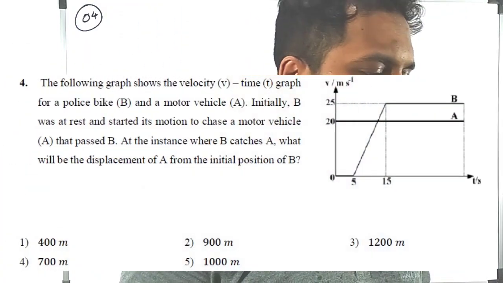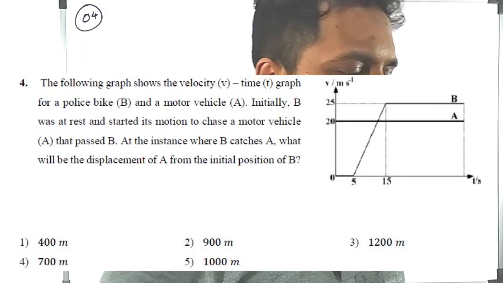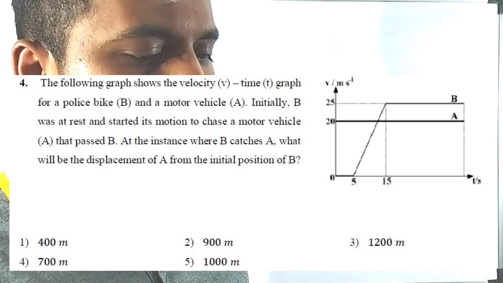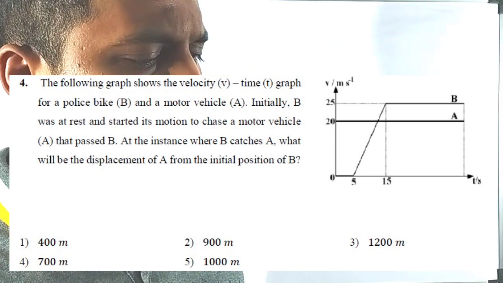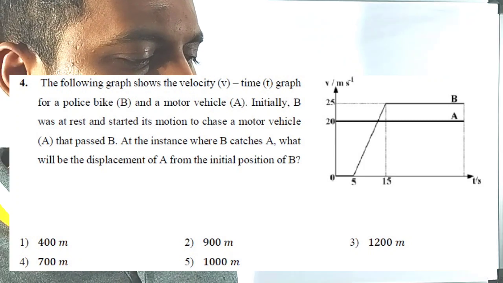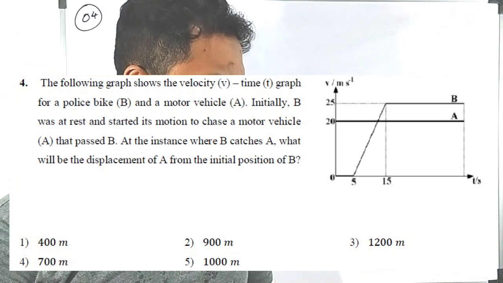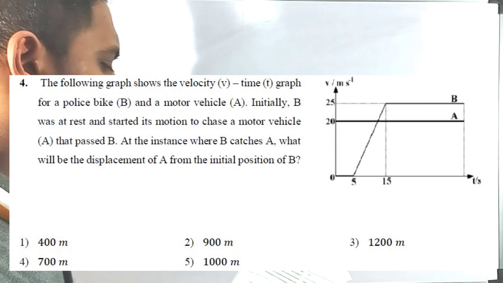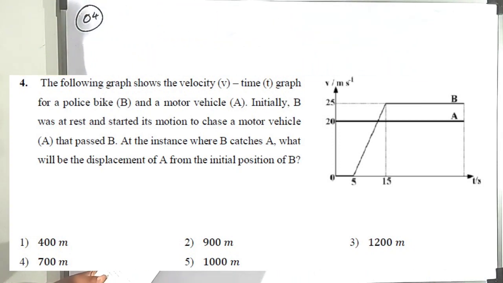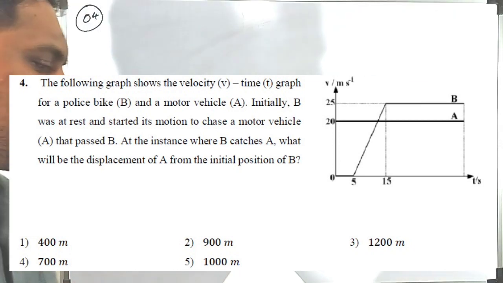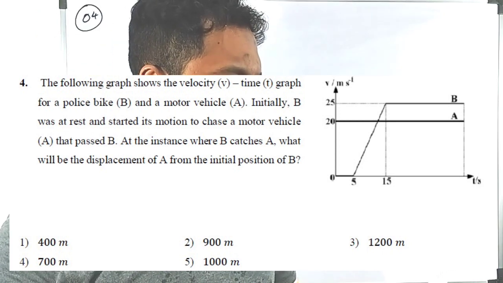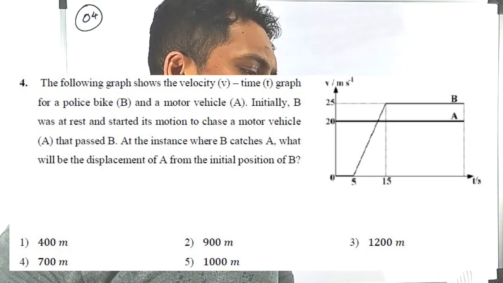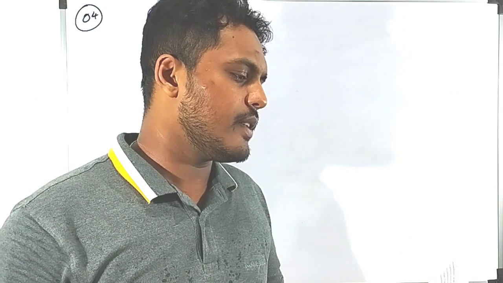The following graph shows the velocity-time graph for two vehicles, A and B. B is a police bike and A is a motor vehicle. Initially B was at rest, and it started its motion to chase the motor vehicle A that passed B. At the instant where B catches A, what will be the displacement of A from the initial position of B?